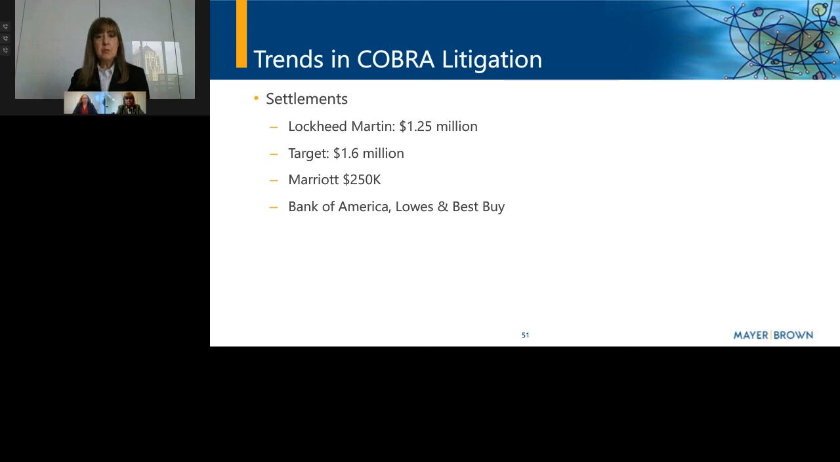There are some settlements. We'll skip over this, but just highlight Target. There was a recent announcement of a $1.6 million settlement. That's a class group of 92,000 people. While we don't know the arrangements in place for the attorney fees, we know typically it's a fairly big chunk of a settlement.